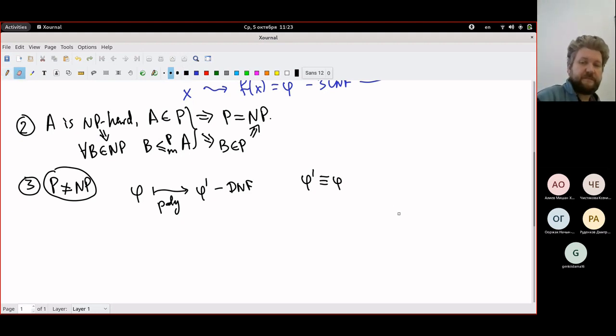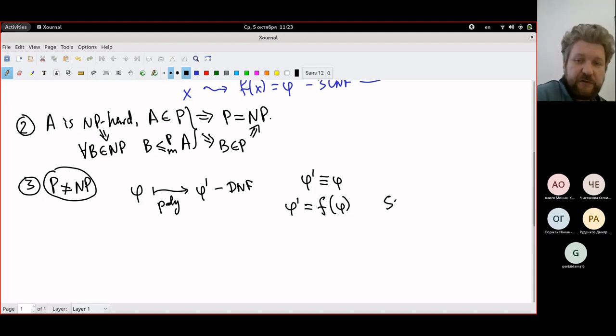What would this mean? This is true because you can negate it and then construct a CNF, but this will not help you. The DNF is better. What does it mean that phi prime is a polynomial function of phi? If a formula is equivalent to a formula, it's equi-satisfiable, right? So this function gives you a polynomial reduction of SAT to DNF-SAT.